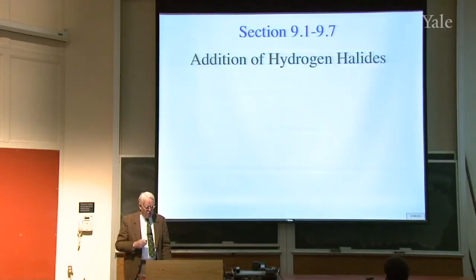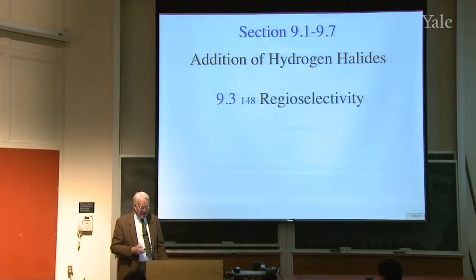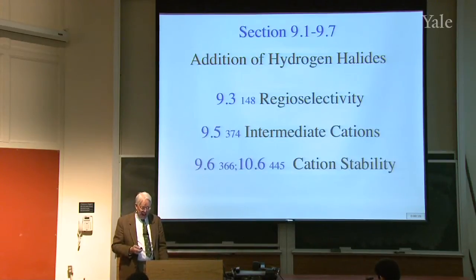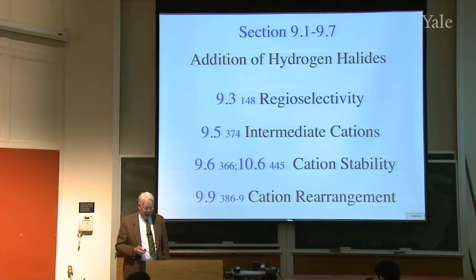Okay. So there are sections in the books about the addition of hydrogen halides, about regioselectivity, about the intermediate cations that are involved, about cation stability, and about cation rearrangements.